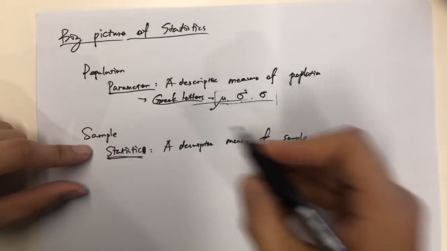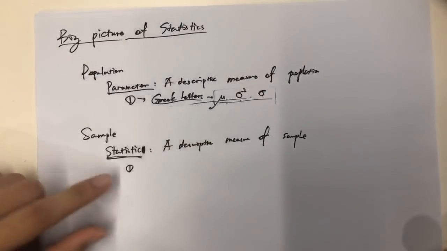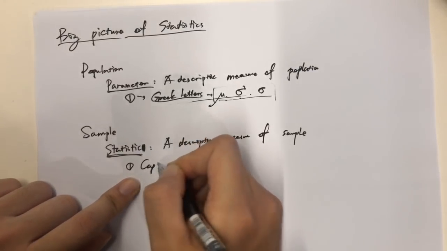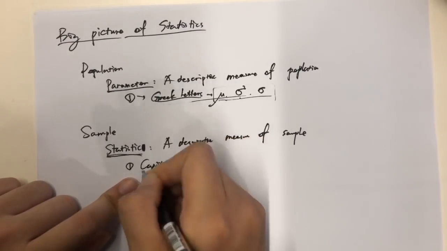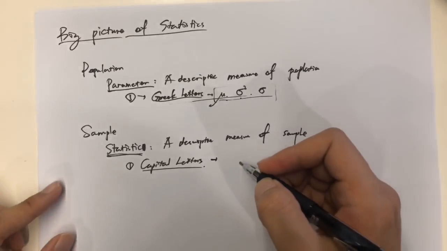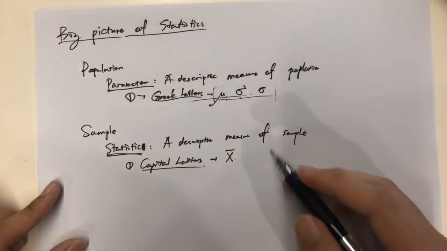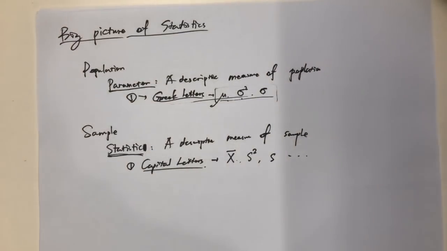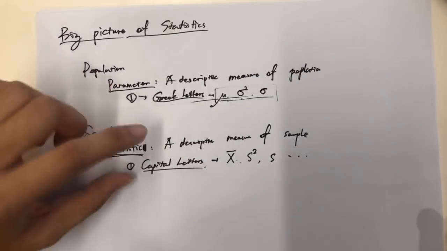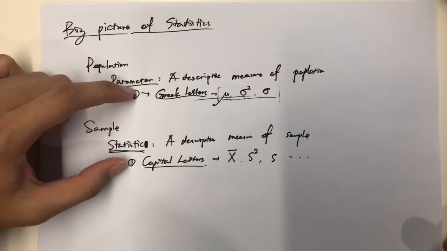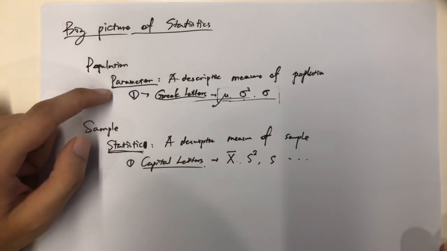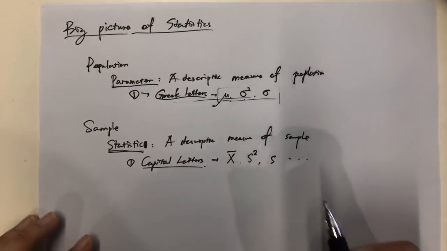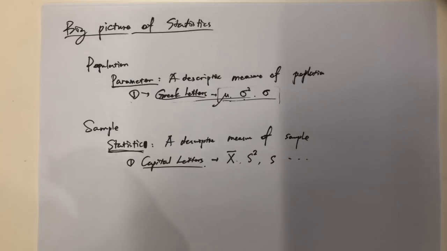So that's the first thing you need to know about parameters. For sample statistics, they are usually denoted in capital letters. For example, the sample mean is X bar, the sample variance is S square, and the sample standard deviation is S, and so on. So that's the first thing: the difference in the notations, Greek letters and capital letters, stand for population parameters and sample statistics. You need to know the differences between parameters and statistics.